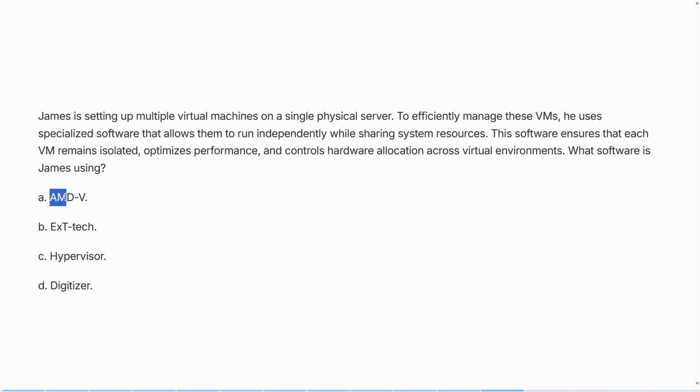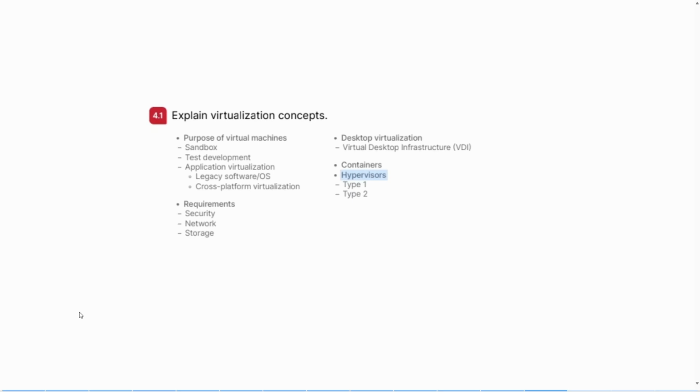AMD-V is something that has to be enabled on AMD CPUs in order to do virtualization. You have to make sure that is enabled on the CPU, otherwise you're not going to be able to utilize virtualization features, but it is not particularly the software that manages those VMs. Xtech, I made that up, unfortunately, and Digitizer is what allows you to use touch screens. It translates your touch into data that the computer can use. So that's why C, hypervisor, was the answer. And that came from exam objective 4.1 there, specifically looking at hypervisors. And you can see that you'll also need to be able to differentiate between a type 1 and type 2 hypervisor before you take your exam.